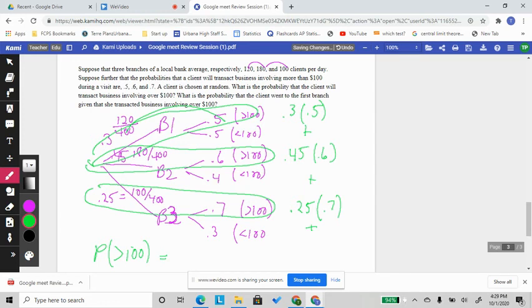So you would get 0.15 plus that's 0.27 plus 0.175. So let's add those up. We get 0.15 plus 0.27 plus 0.175, and we get 0.595. So we add those up. We get 0.595.